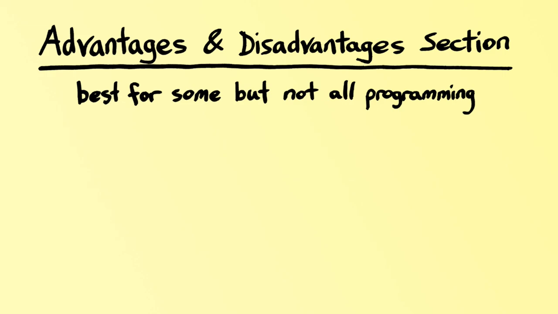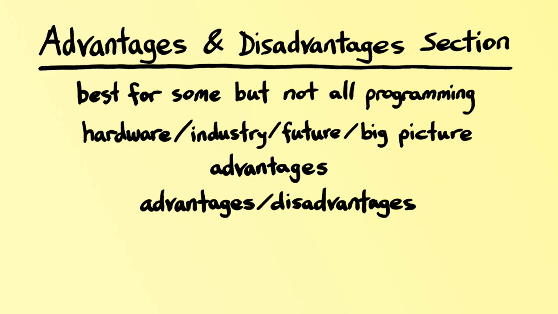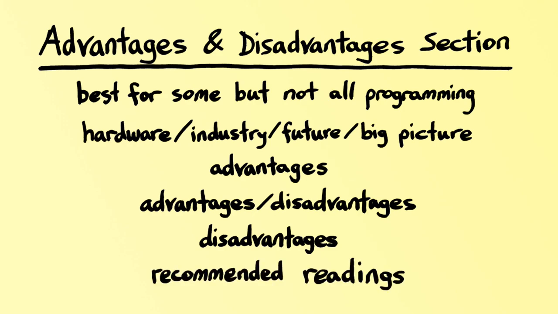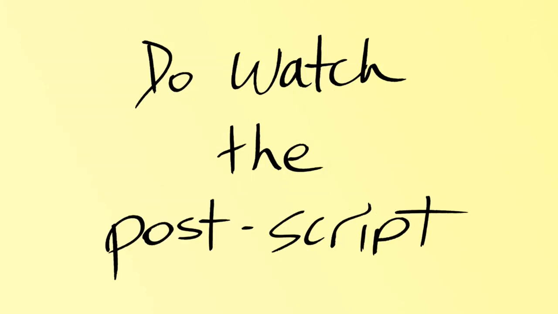Next, there's some discussion on hardware, the state of the industry, the future, and functional programming's role in the bigger picture. Then some discussion of the advantages of functional programming, then some discussion of some aspects that are sort of mixed advantage-y/disadvantage-y things, then some discussion on the disadvantages of functional programming. There's a few other things there, then the lecture closes with some discussion of recommended readings and other resources, but please do watch through the postscript as well.